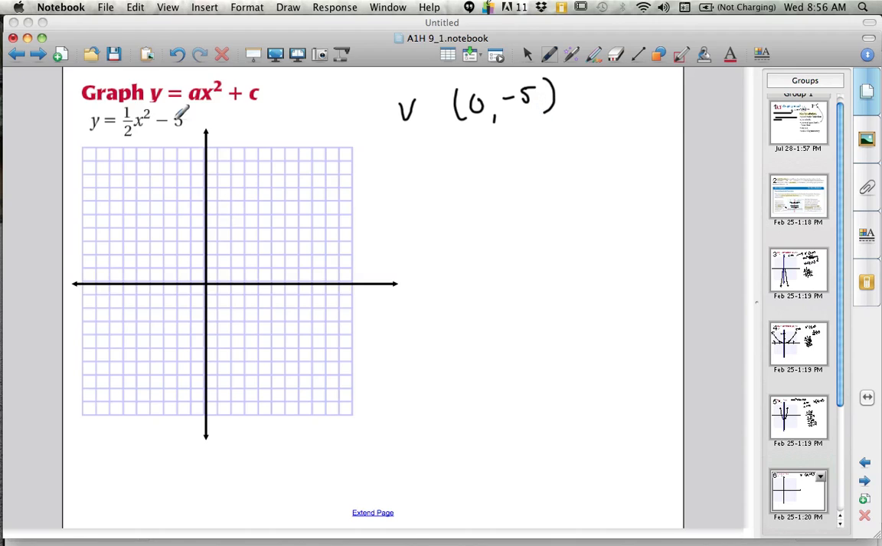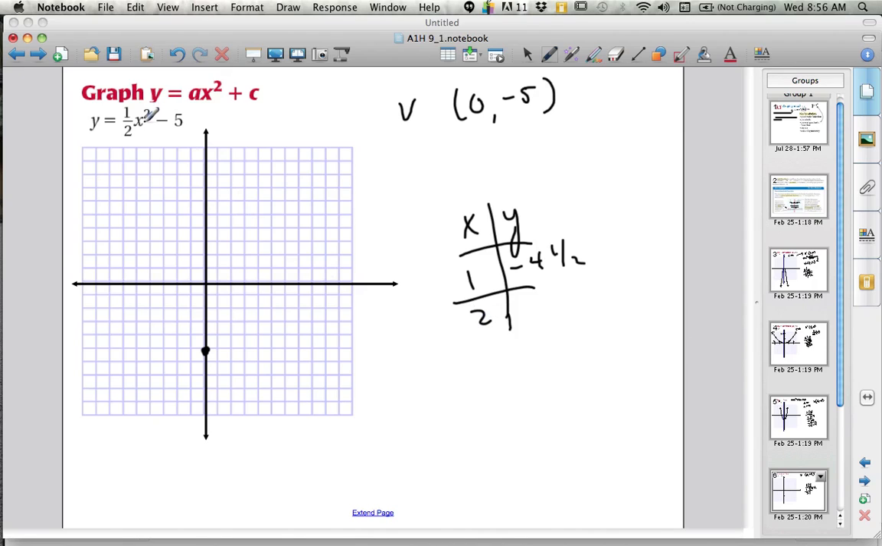Okay, so my vertex is at 0, 1, 2, 3, 4, 5, -5. I'm again going to do 1 and 2 for inputs. 1 squared is 1, times 1/2 is 1/2, and 1/2 minus 5 is -4 and 1/2.